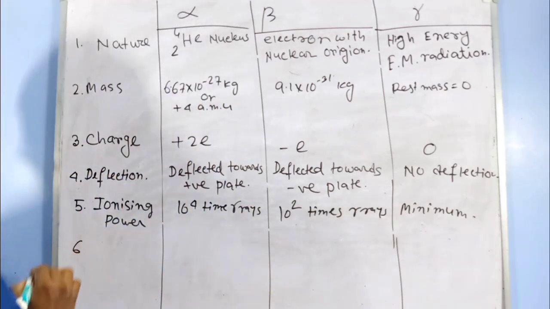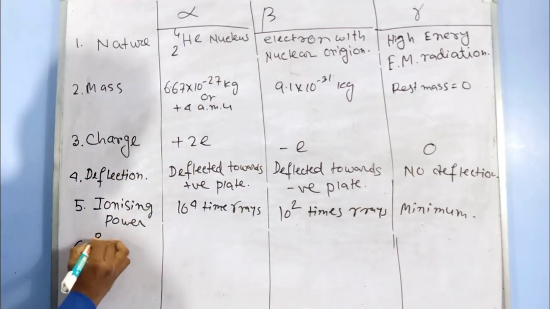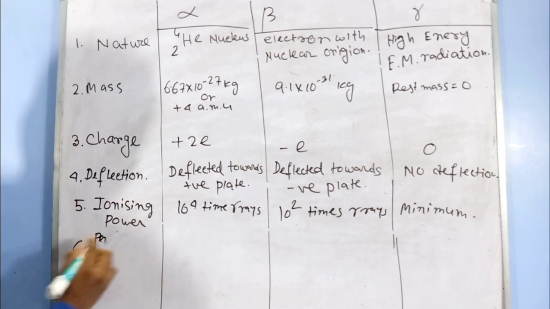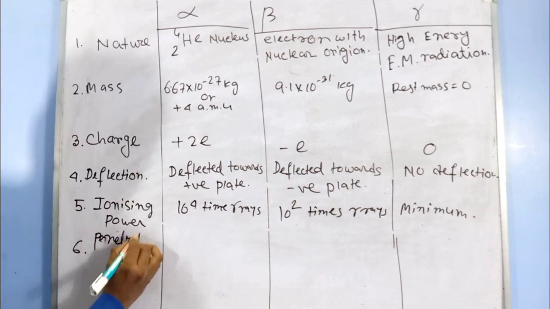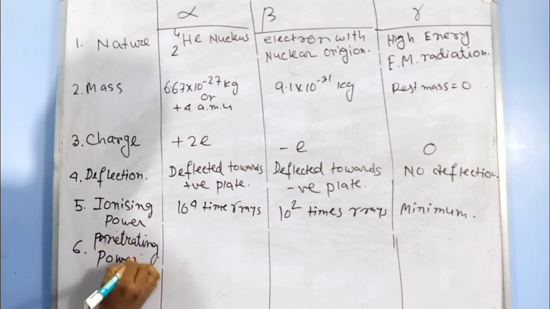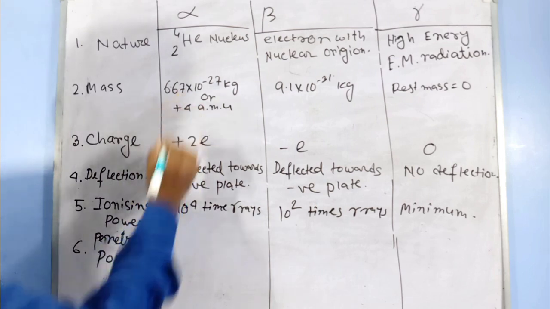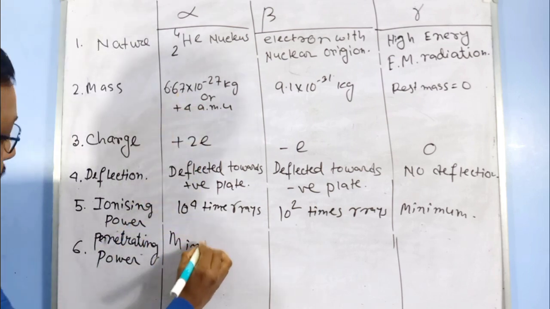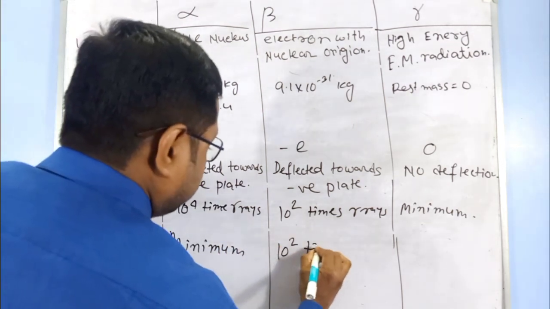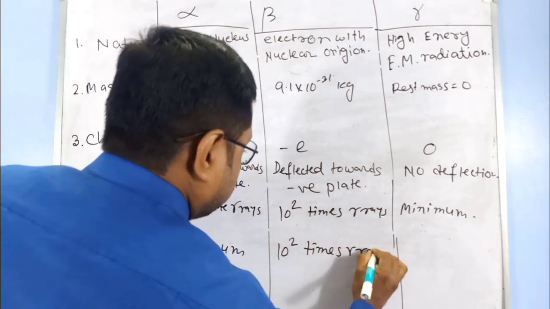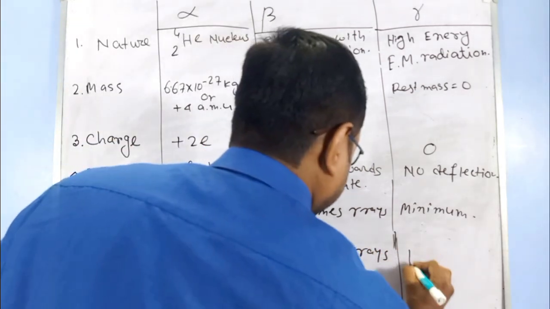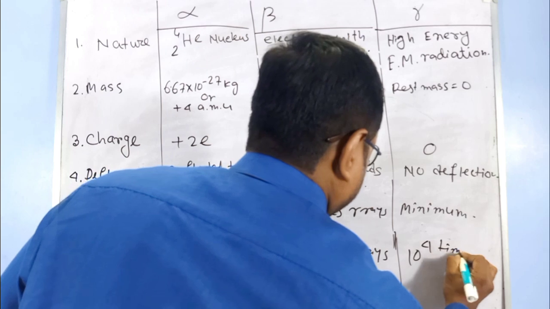Number 6 is penetrating power. This is reverse, that is, alpha particle penetrating power is minimum, beta particle is 10 squared times that of alpha, and gamma rays penetrating power is 10 to the power 4 times that of alpha rays.